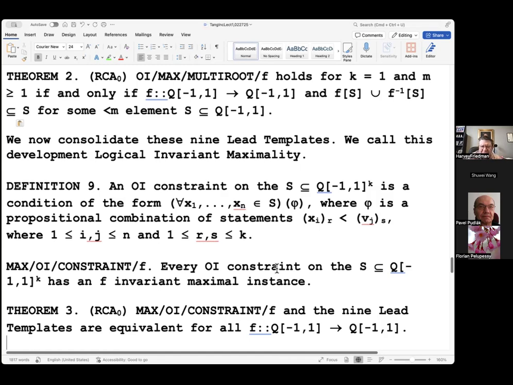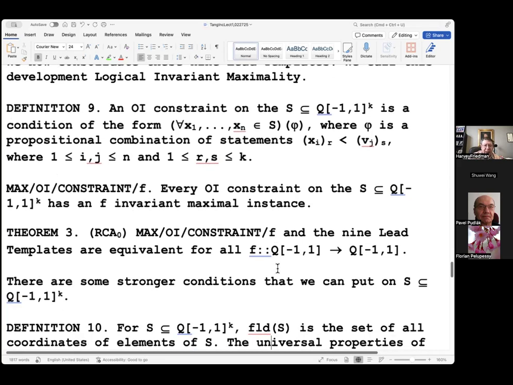Okay. So basically, intuitively, this says an OI constraint is a statement of the form: if you take any n elements of S, there's some order theoretic relation that must hold among them. That's basically what I'm saying, except that it's stated logically with propositional combination. Okay. Now, this turns out to actually be okay.